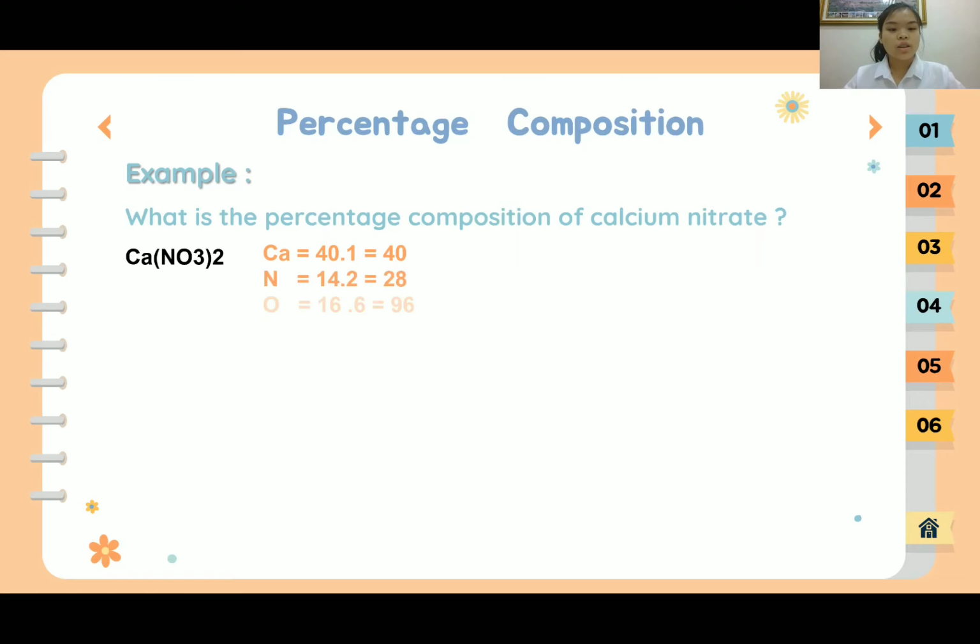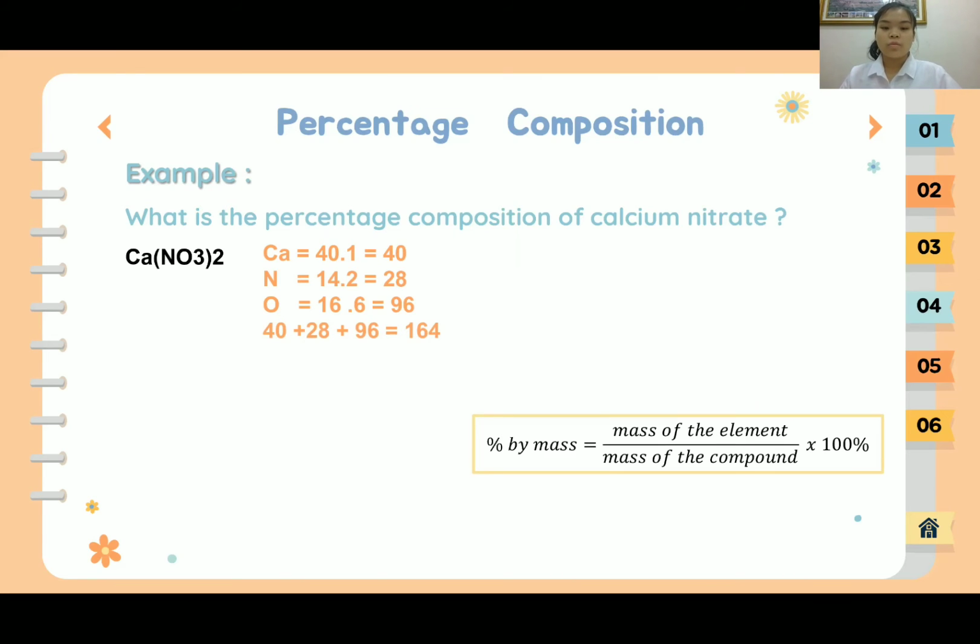And the last is oxygen. The oxygen atomic mass is 16 times 6 because there is 6 atoms in the chemical formula, which is equal to 96. Because we already know the mass of element, we just need to sum it to get the mass of the compound, which is 40 plus 28 plus 96 is equal to 164. After that, we just need to insert it into this formula.